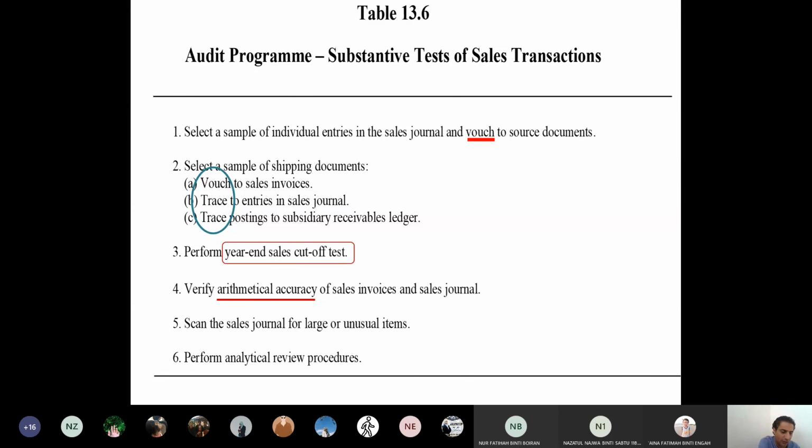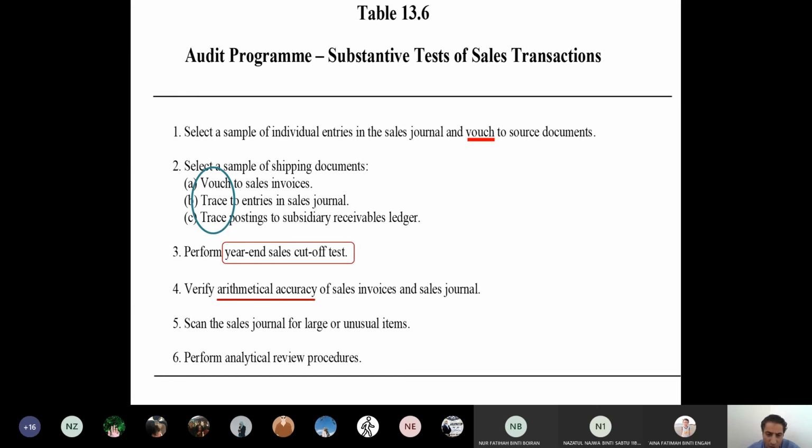And also C is tracing posting to the subsidiary receivable ledger. So we are checking the flow, whether all of the transactions in the posting to the subsidiary are recorded in the subsidiary receivable ledger. Number 3 is to perform a year-end sales cutoff test. We are here trying to check the classification and cutoff. We are trying to check whether all of these transactions are properly classified and properly recorded in the right accounting period.